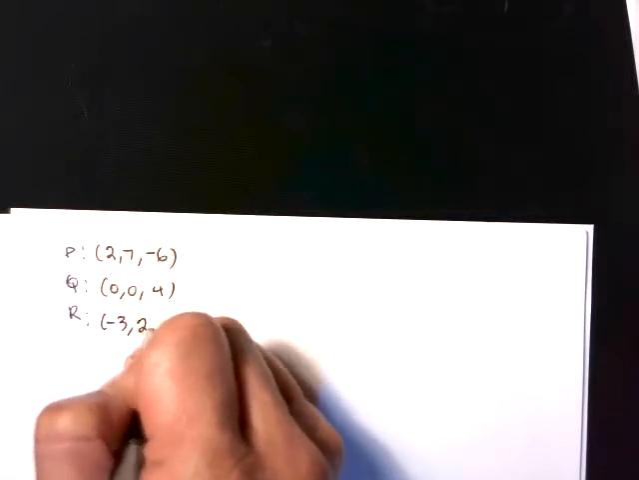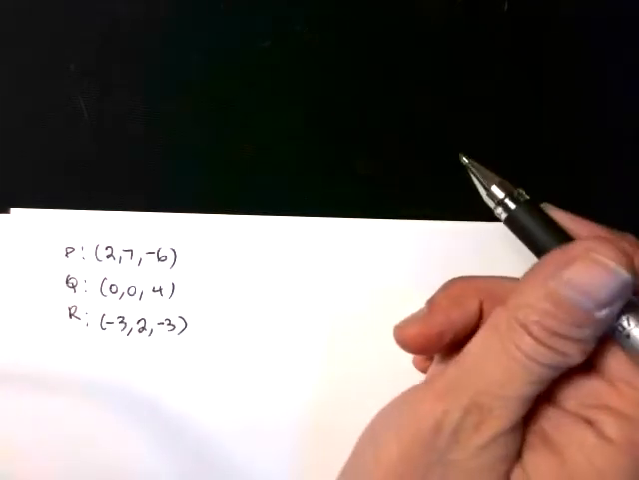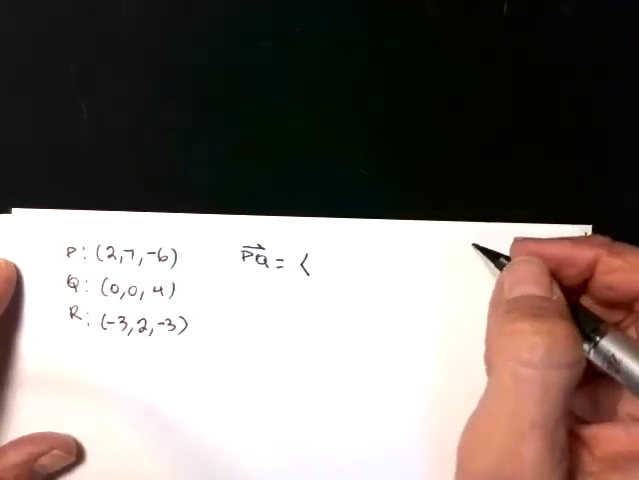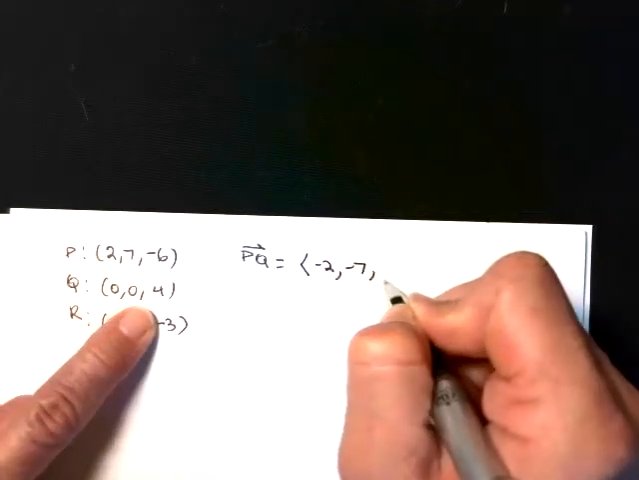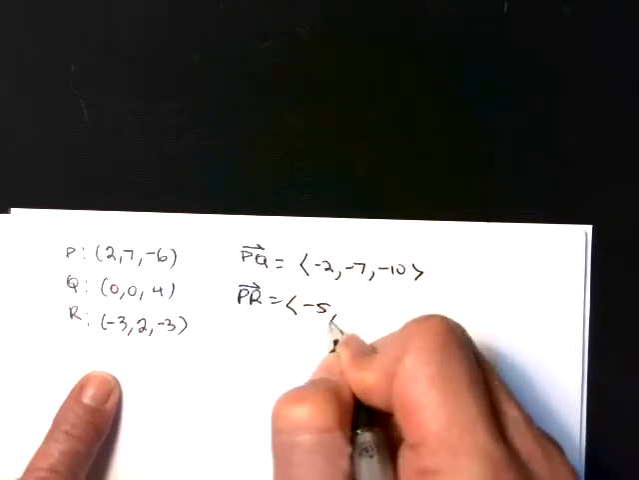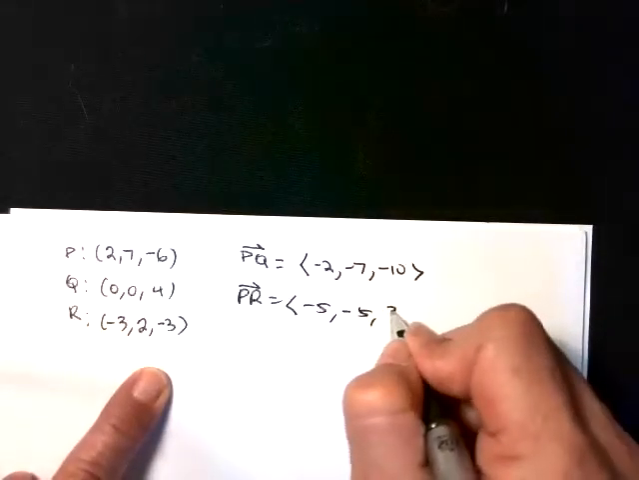So let's do one more. Let's go ahead and grab 3 points. P, how about 2, 7, negative 6, Q is 0, 0, 4, and R can be negative 3, 2, negative 3. So come up with your vectors. PQ: negative 2, negative 7, negative 10. PR: negative 5, negative 5, 3.